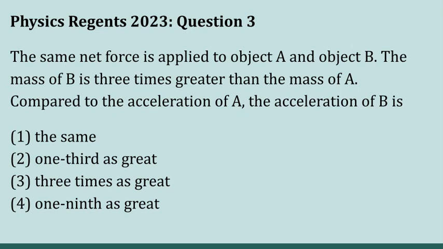It says, the same net force is applied to object A and object B. The mass of B is 3 times greater than the mass of A. Compared to the acceleration of A, the acceleration of B is the same, 1/3 as great, 3 times as great, or 1/9 as great.